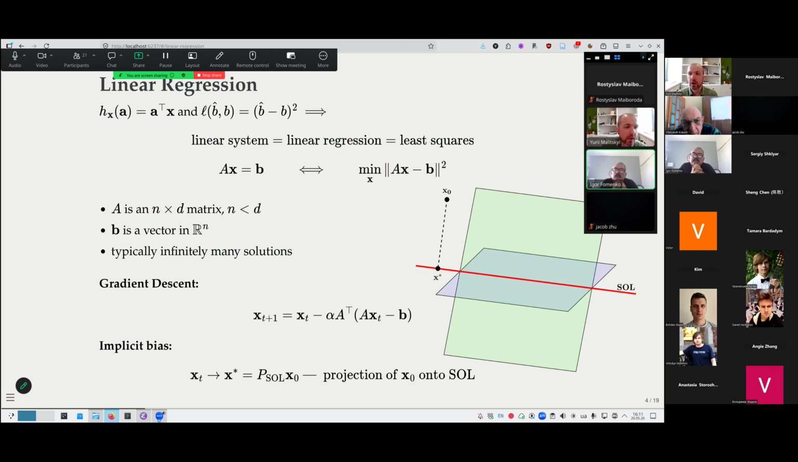Does it make sense? I will consider other problems that are not only linear regression, not least squares. I will talk later about logistic regression as well. Maybe it will be clear. Implicit bias is only a property of an algorithm to converge to one solution and not to another, and it's not clear what properties this solution has. We have to study this in detail. Different algorithms on different problems have different implicit bias.